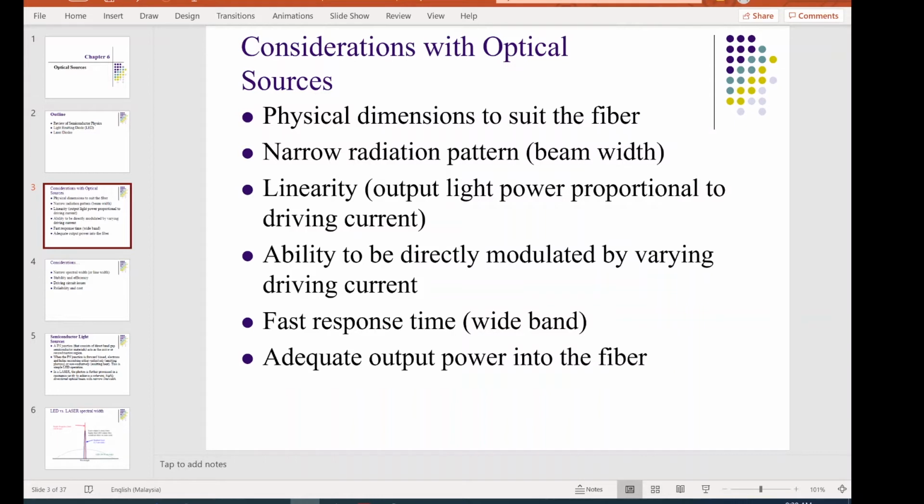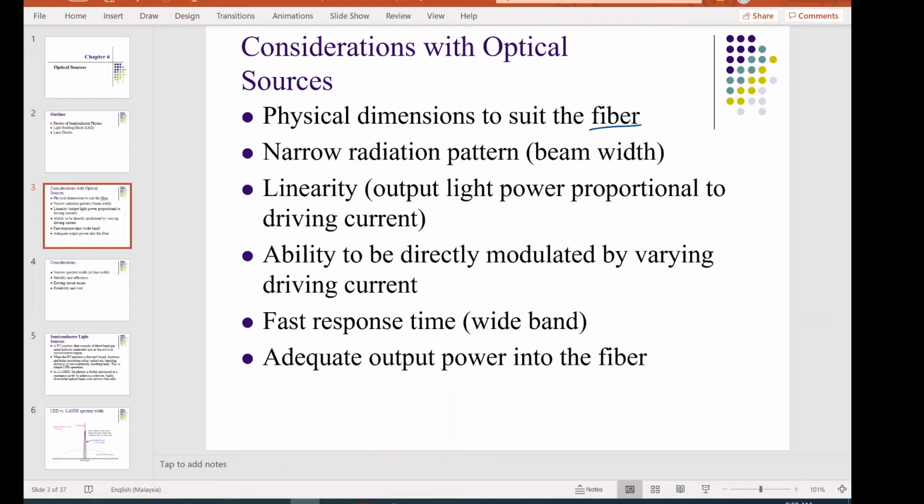For application in optical fiber technology, there are some considerations that we need to take into account. First of all, the size or physical dimension must be suitable for our fiber. As you know, the size of the fiber is very small, smaller even than the thickness of our hair, which is less than around 100 micron.